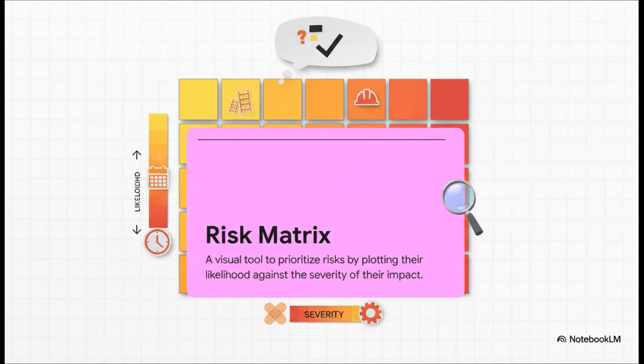So what is it really? In the simplest terms, it's just a grid that helps us sort and rank hazards. It takes 2 fundamental questions. How likely is something to happen? And how bad would it be if it did? And it mashes them together into a single, easy-to-understand rating. It's all about focusing our time, money, and energy where it truly matters most.